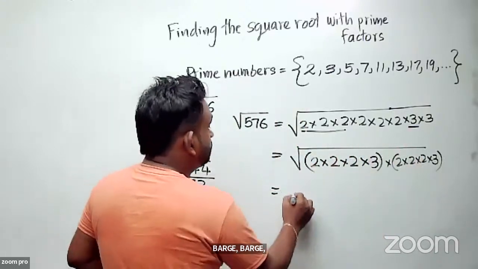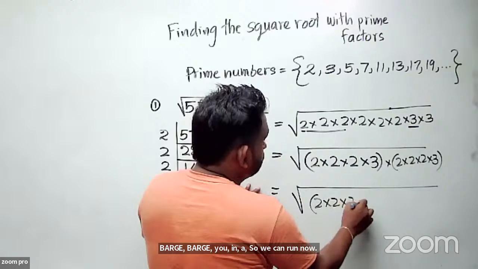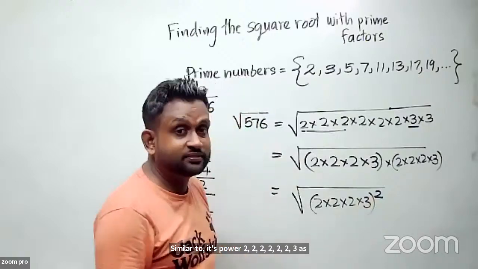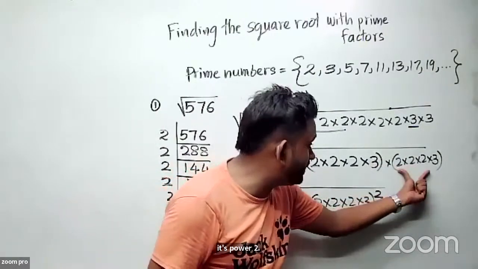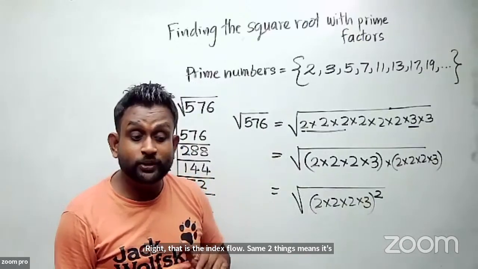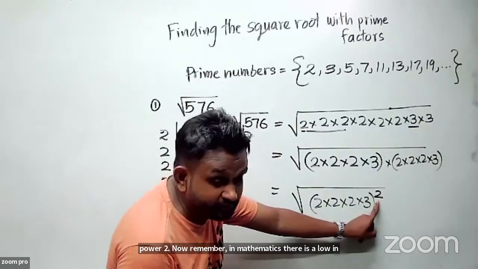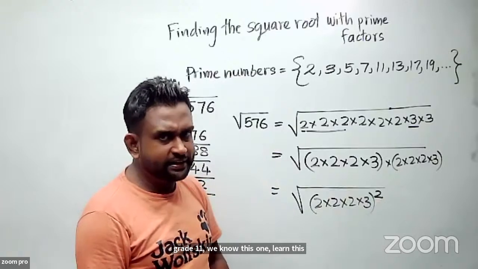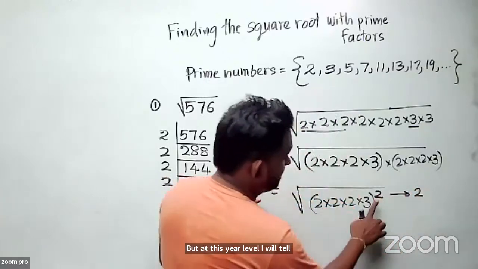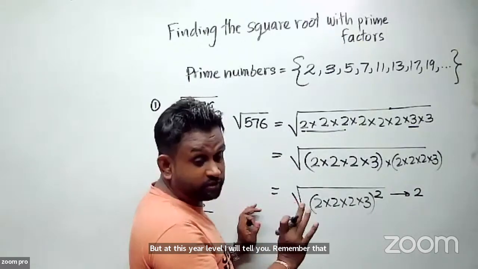So we can write the two similar sets as its power 2: 2 into 2 into 2 into 3 as one group, and its power 2. Right, that is the index law. Same two things means its power 2. Now remember, there is a law in grade 11 that we know, learn this one. The square and square root are there. But at this year level I will tell you, remember the power 2 is there. Square root means half power, the half power of a number.